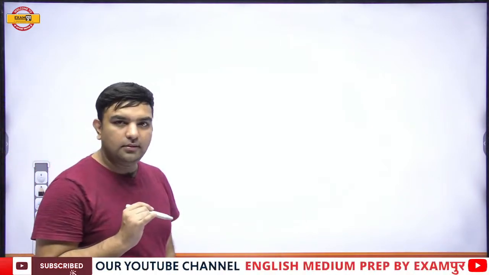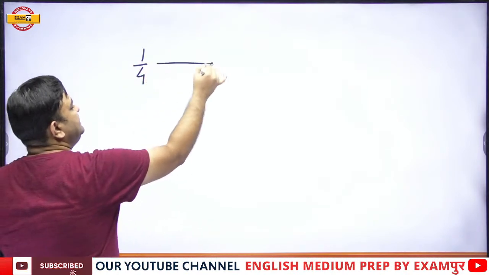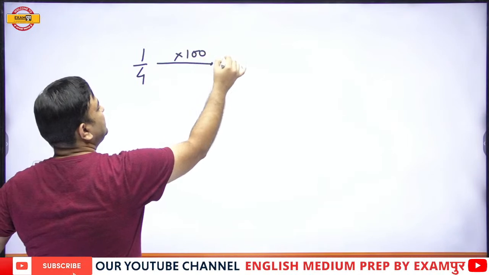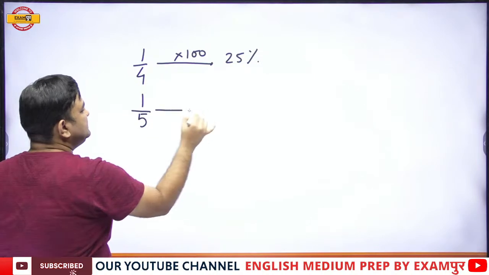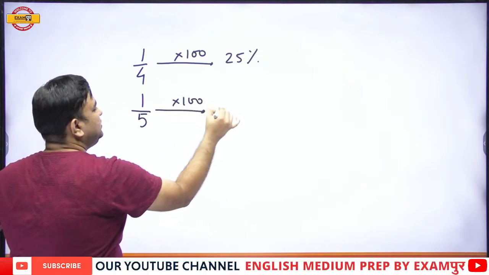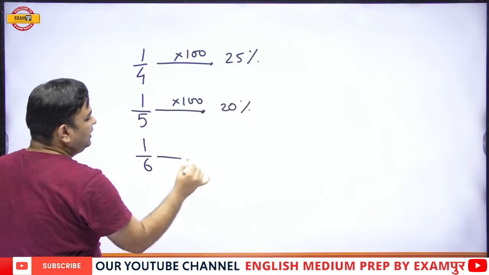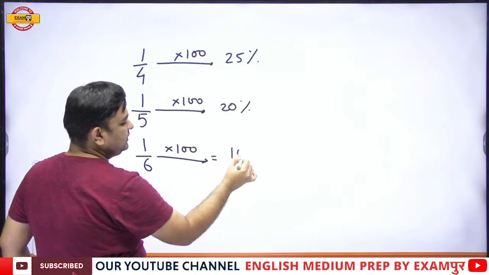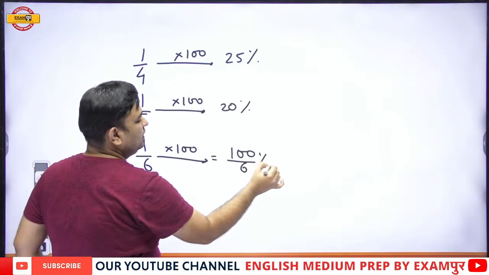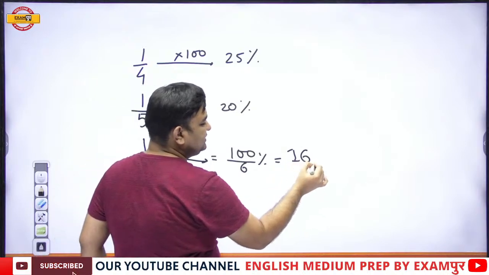There are certain things which we need to master over here. 1 by 4 can be easily converted into a percentage, 25%. 1 by 5 can be easily converted into a percentage, 20%. 1 by 6, this needs to be learned. 100 by 6. If you simplify it, 6 1 ja 6, 40, 6 6 ja 36.